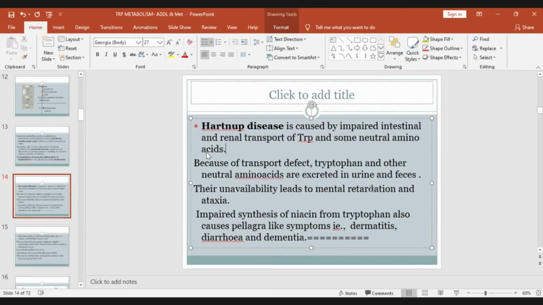Their unavailability leads to mental retardation and ataxia. So Hartnup disease is associated with mental retardation and ataxia. Ataxia means difficulty in walking in a straight line. Impaired synthesis of niacin from tryptophan also causes pellagra-like symptoms, that is dermatitis, diarrhea, and dementia. So Hartnup disease is associated with these conditions. So increased excretion of tryptophan and some neutral amino acids in the urine, mental retardation, ataxia, and pellagra-like symptoms are characteristic of Hartnup disease, a congenital anomaly due to impaired transport.